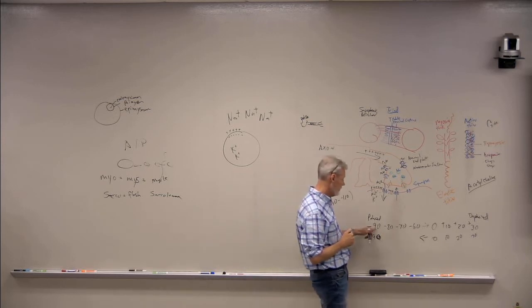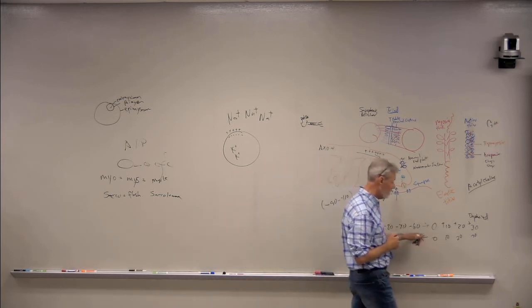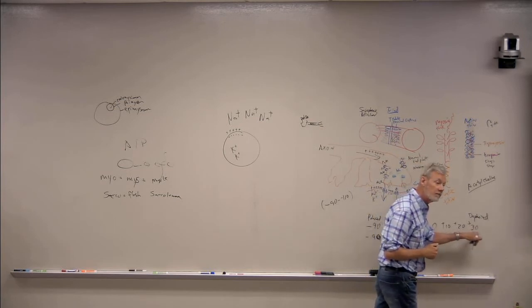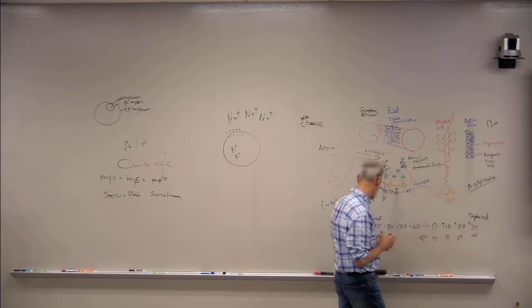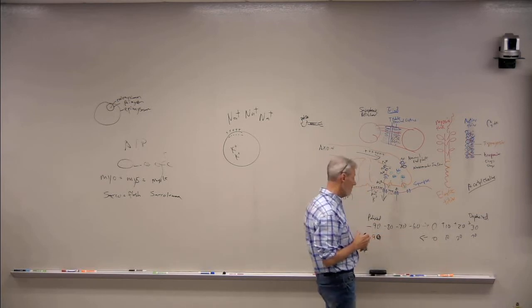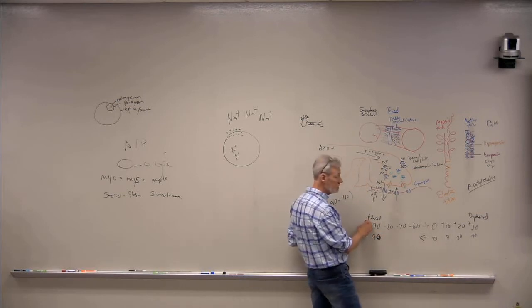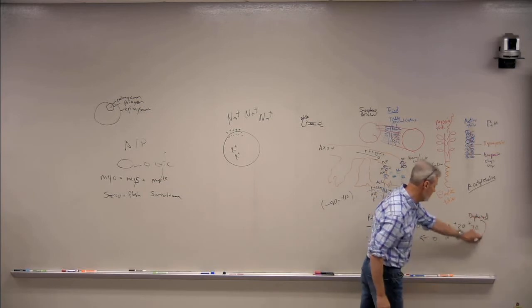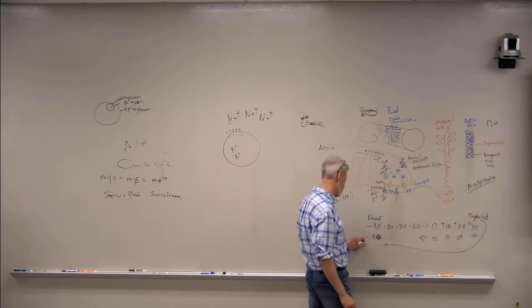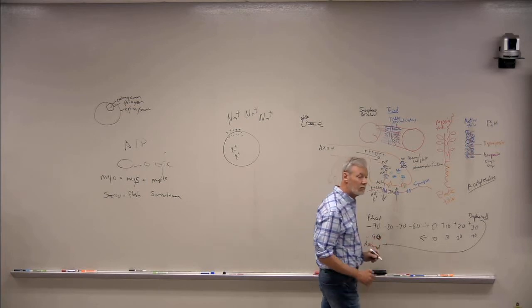Again, from minus 90 all the way to plus 30, then the channels close, and it repolarizes back to minus 90. So it is said to be polarized, then it is depolarized, and then when it comes back, it is repolarized. Right?